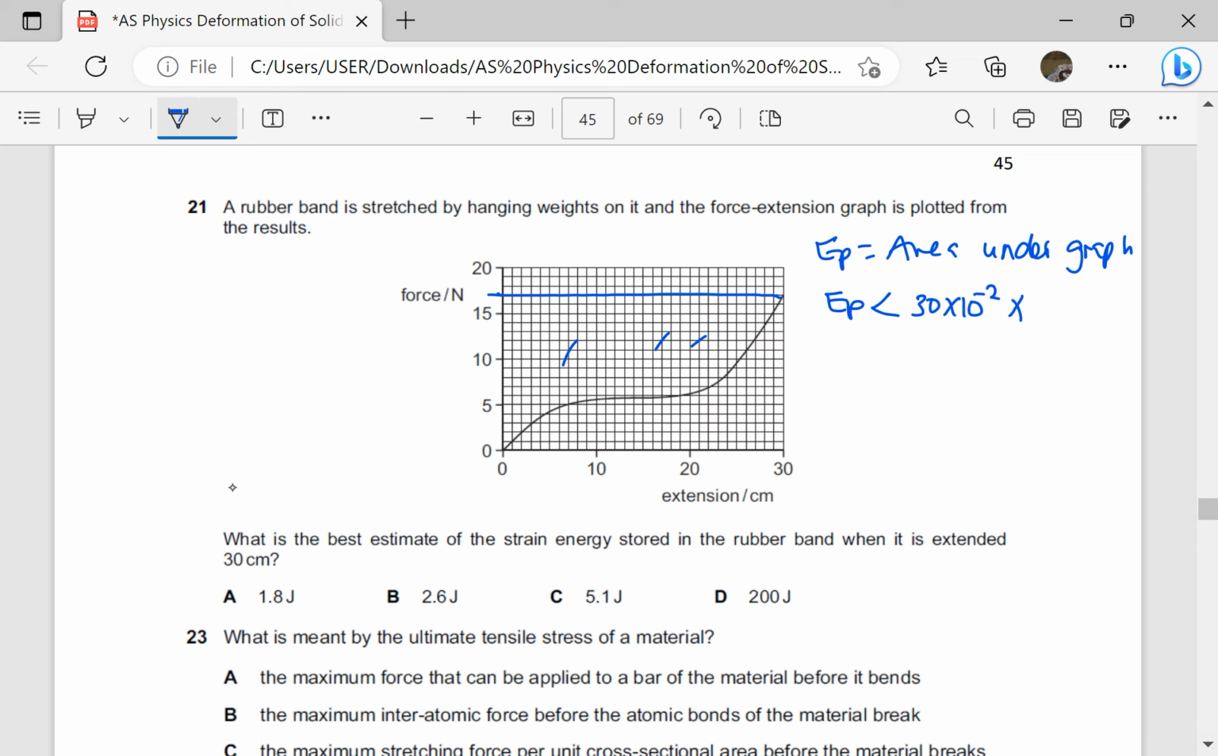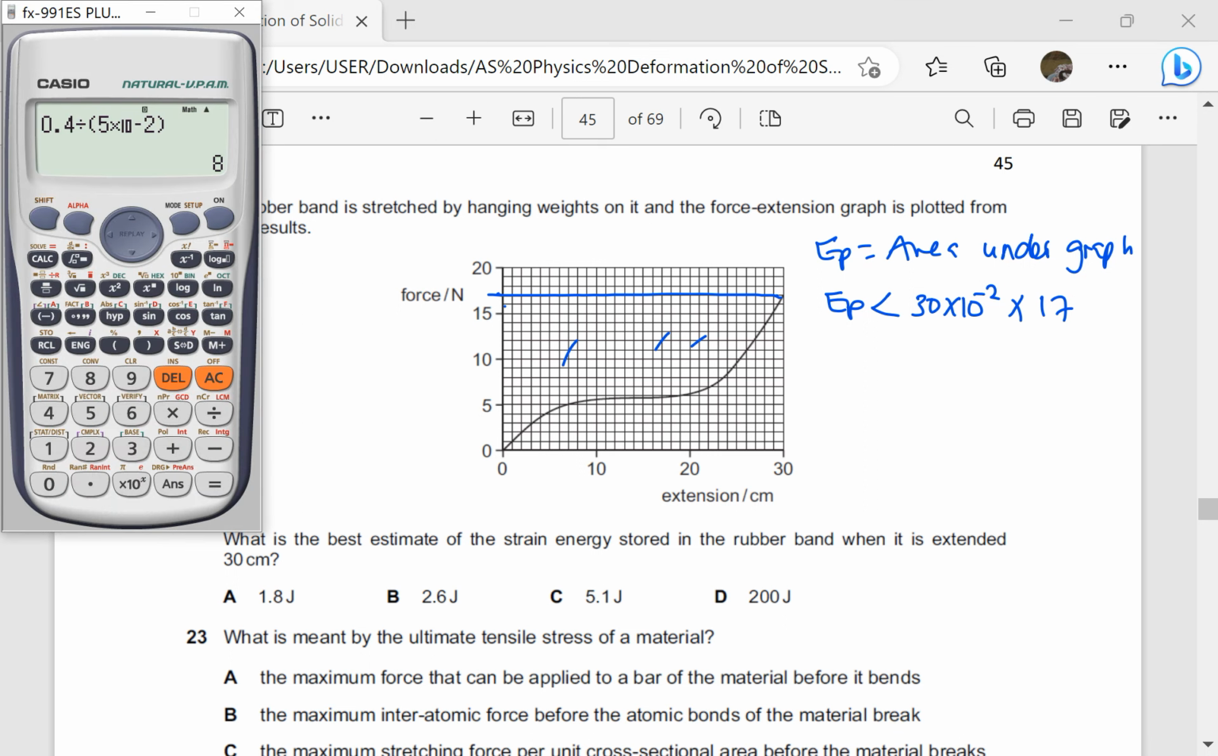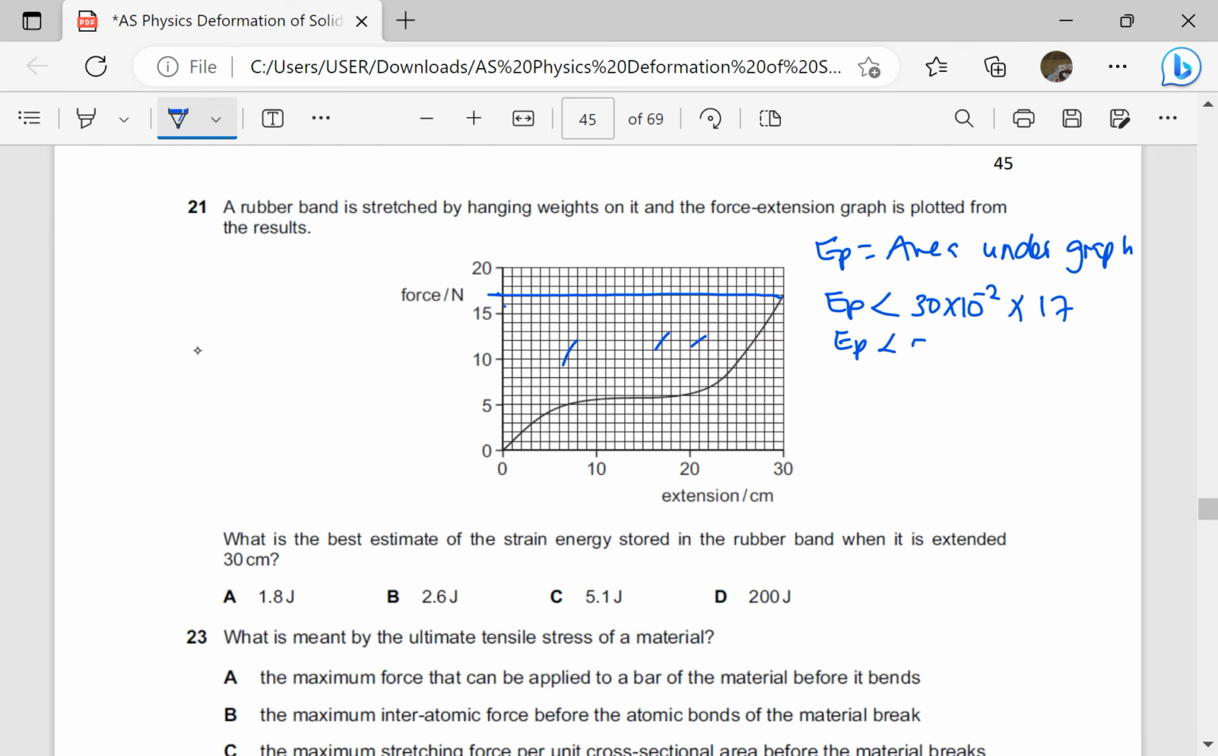Then times on the vertical, this is 15. The scale is 5 divided by 5. That is 1. So 15, 16, 17. So this is going to be times 17. That is the area there. So the elastic potential energy should be less than 30 times 17 exponent negative 2. So the elastic potential energy must be less than 5.1.